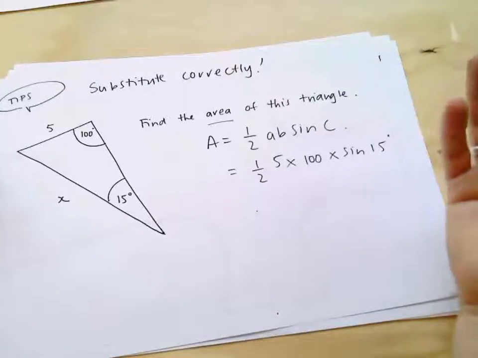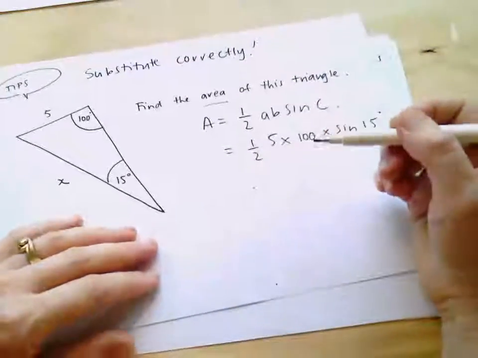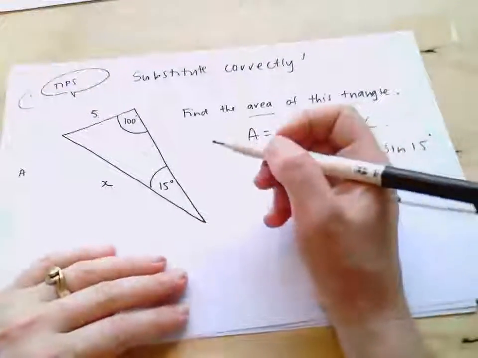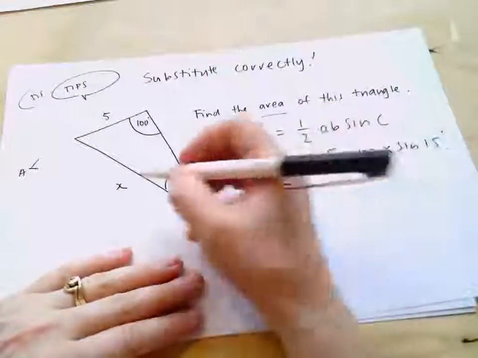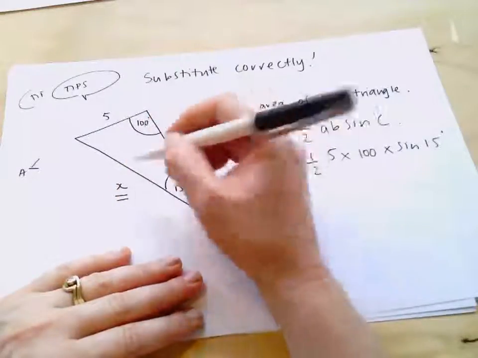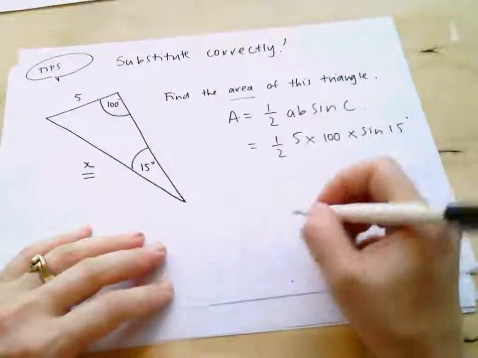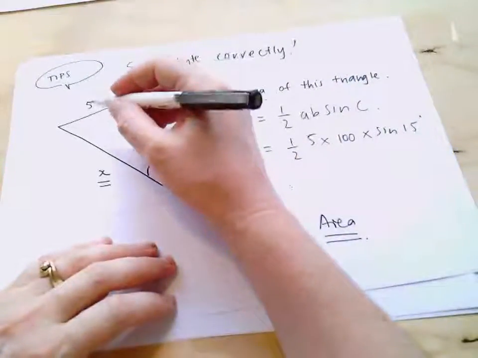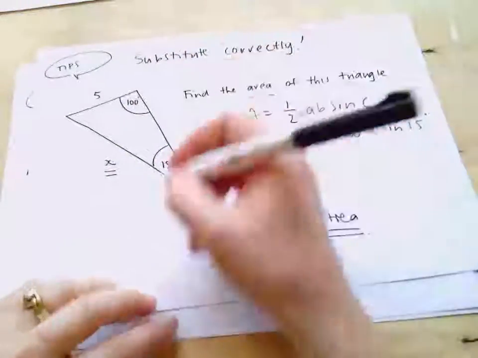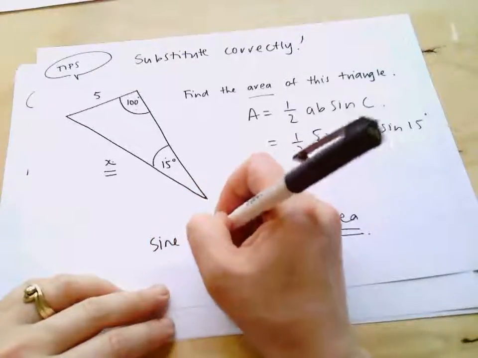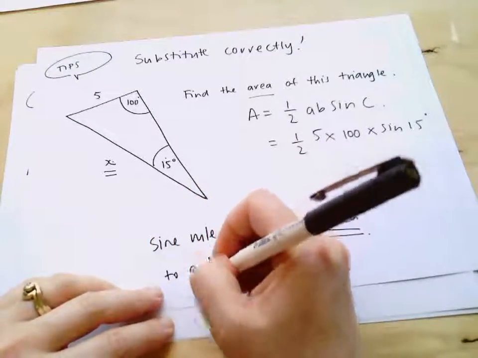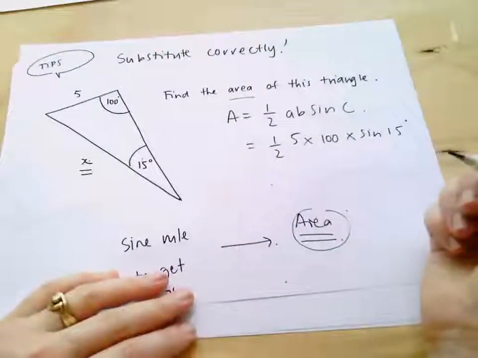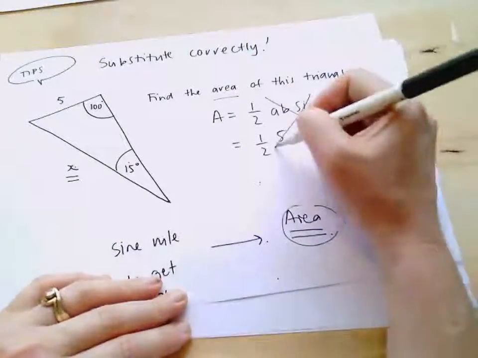Okay? Now in this question, again, it's a little bit tricky because before I can work out the area, I actually need to work out another side. So you can see I've only got one side here. So here, before I can work out the area, I'm going to first use the sine rule because there's two sides and two angles. I'm going to use the sine rule to get x. Once I've got that, I'm then going to substitute into my area formula.